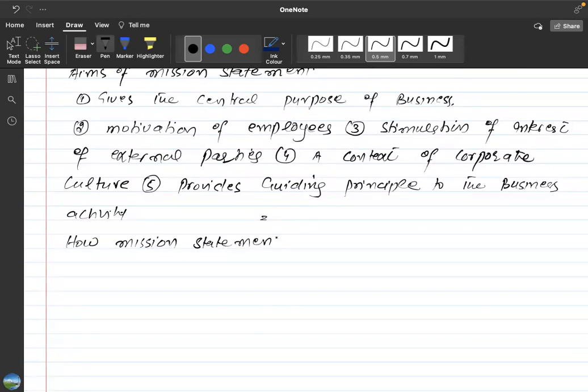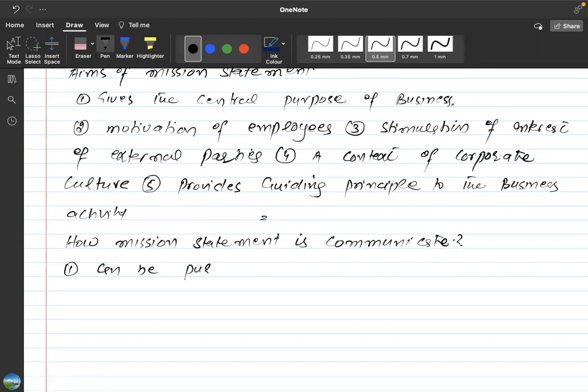How is the mission statement communicated to the different stakeholders? We can publish the mission statement in the company's accounts. I mean, the statement of the financial position, the income statement, and all that. We make those statements and publish them. We can publish the mission statement there. It can be published in financial statements.